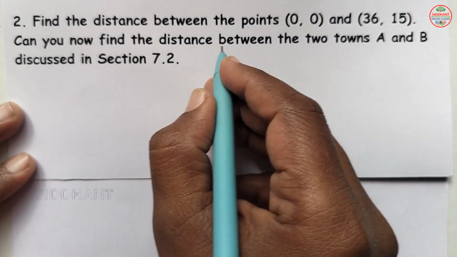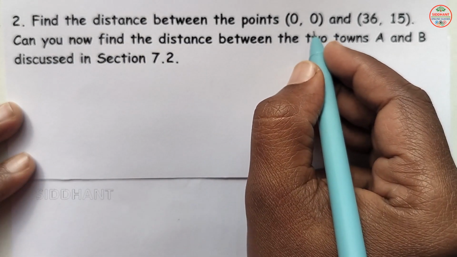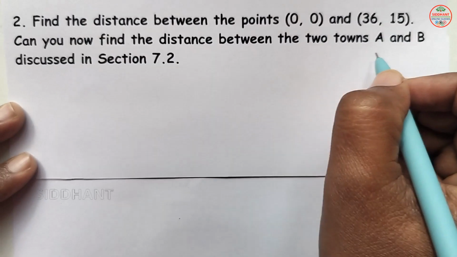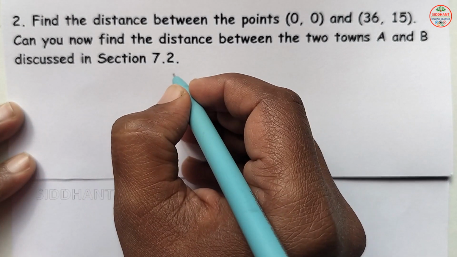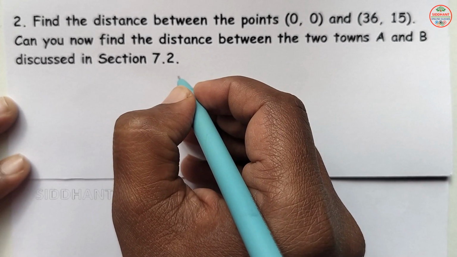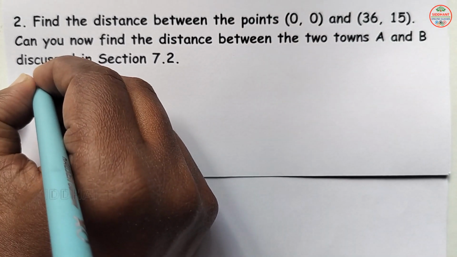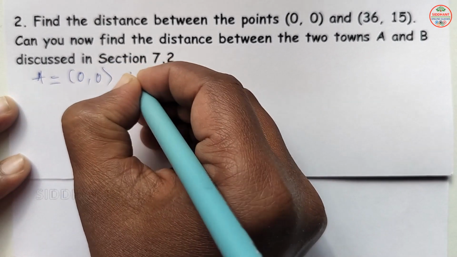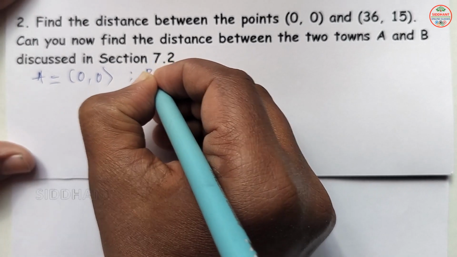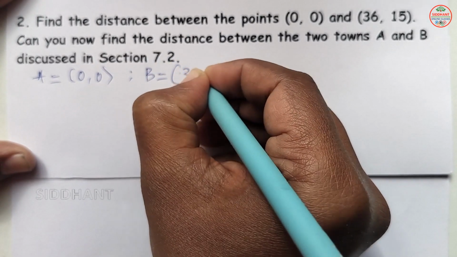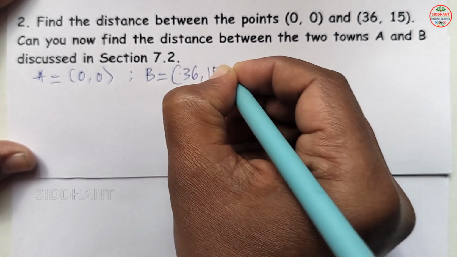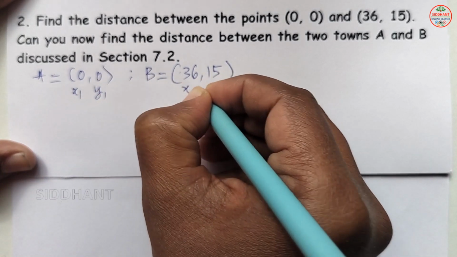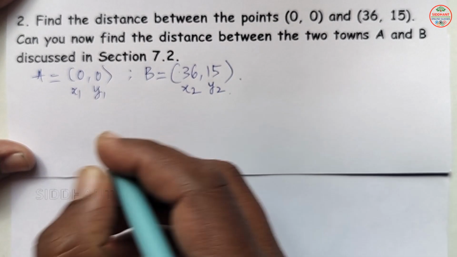Question number 2. Find the distance between the points (0, 0) and (36, 15). Can you now find the distance between the two towns A and B as discussed in section 7.2. So 2 points have been given. Let A be (0, 0) and B be (36, 15). Let this be x1, this is y1, this is x2, and this is y2.